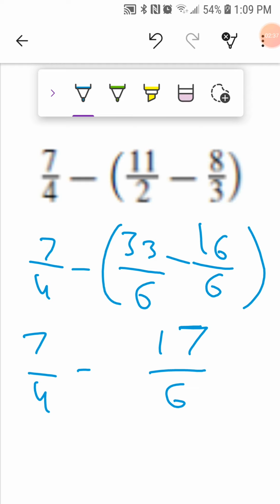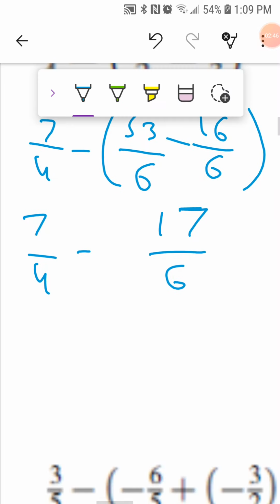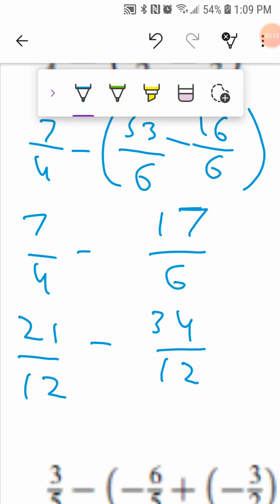And then we have more multiplication. Down a bit. These things meet anywhere closer. Times 2 and times 3. So 6 times 2 is 12. 17 times 2 is 34. And times 3, 21, 12. 21 minus 34 leaves 13, so negative 13 of 12.